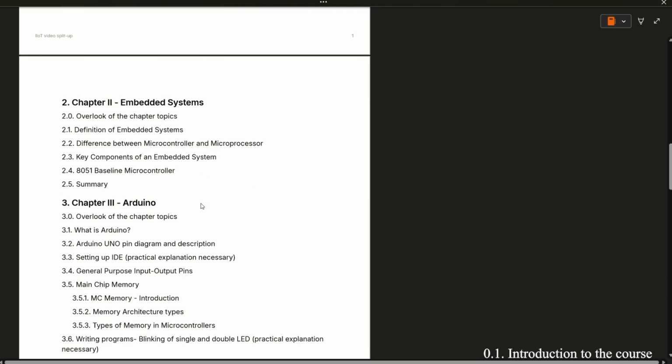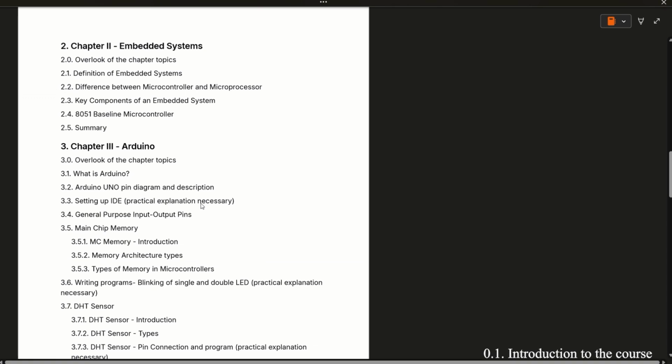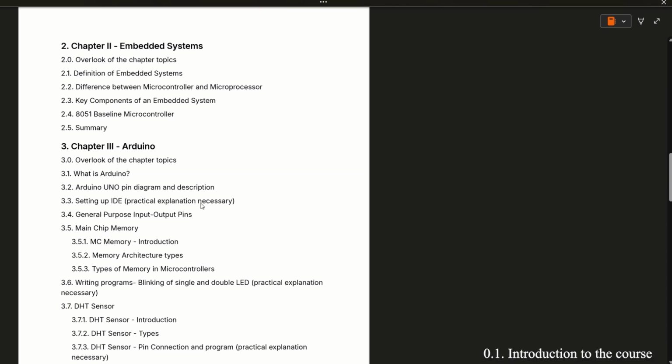And then that is followed by embedded systems. From an exam point of view, embedded systems is not that important a chapter, but in the general sense, embedded systems form the backbone of the Internet of Things. So you need to master embedded systems to the best of your abilities to make it easier for you on your IoT journey.